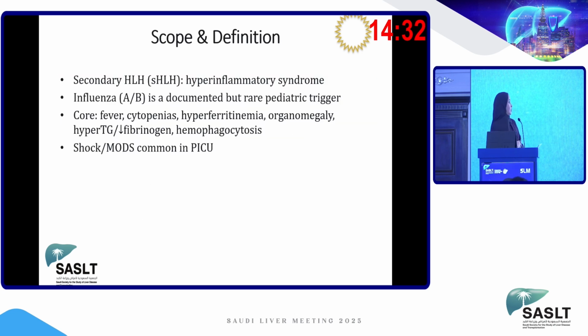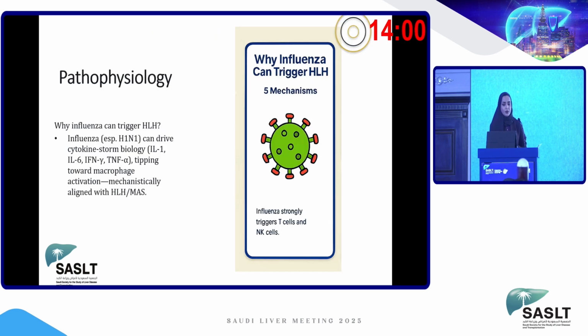Secondary HLH is a hyperinflammatory syndrome. Influenza is a documented but rare pediatric trigger. The core of this phenomenon: patients present with fever, cytopenias, hyperferritinemia, organomegaly, high triglyceride, and decreased fibrinogen level, with hemophagocytosis documented in bone marrow examination. These patients will present with shock. Multi-organ dysfunction is common in the PICU.